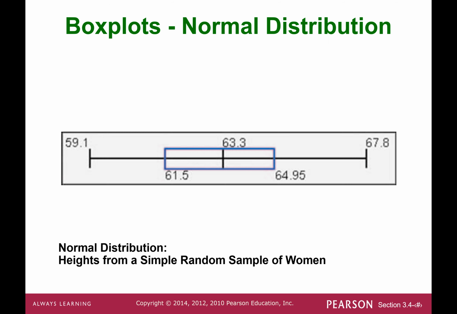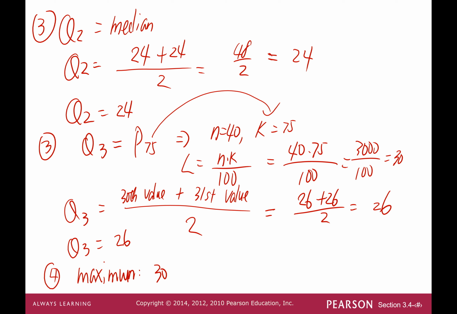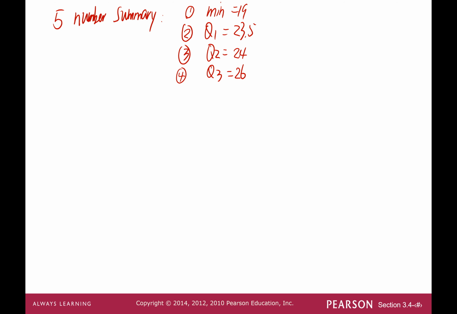First number, minimum, equal to 19. Second number, quartile 1, equal to 23.5. Third number, median, quartile 2, equal to 24. Fourth number, quartile 3, equal to 26. And then the last number, maximum, equal to 30.